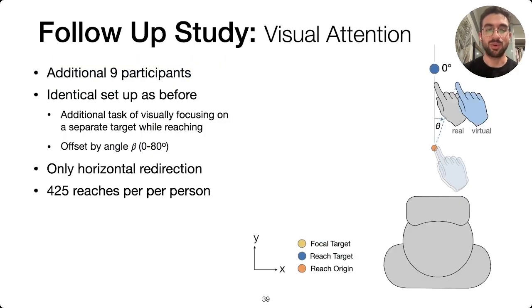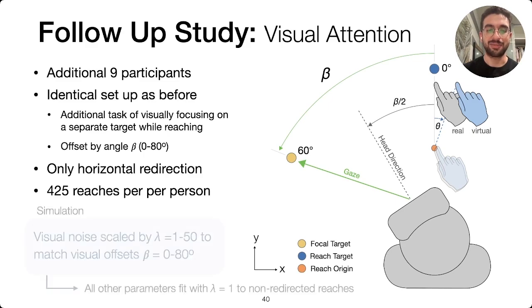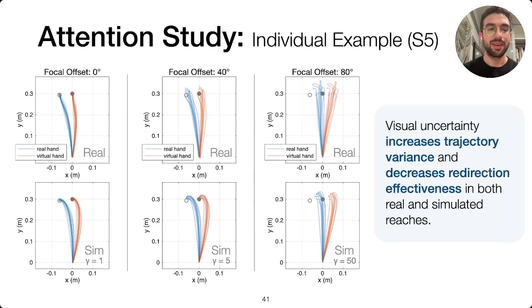To see if these insights hold in experimental data, we performed a follow-up study with 9 additional participants, where the setup and task was identical to the first study, but we also had users visually focus on a target that was offset from where they were reaching to. To simulate this effect, we introduced a scaling factor lambda for visual noise in our model. This representative example shows the effect of increasing visual uncertainty on redirection.